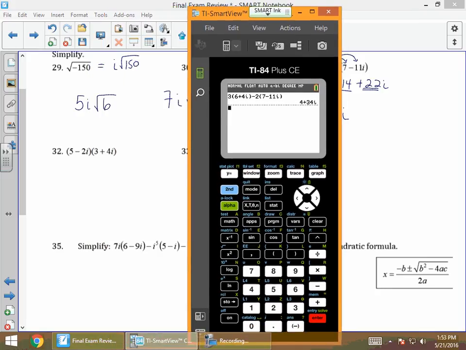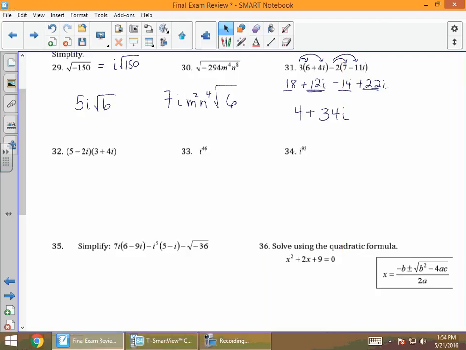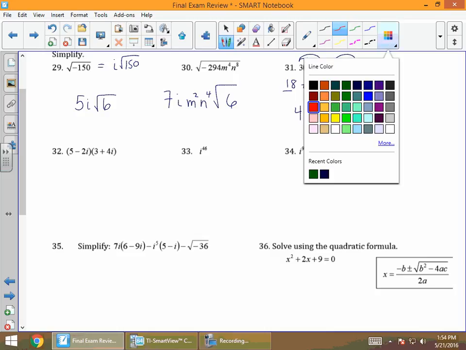So I'm going to take a look at number 32. I'm going to type this one right in. 5 minus 2i times 3 plus 4i is 23 plus 14i. So 23 plus 14i.